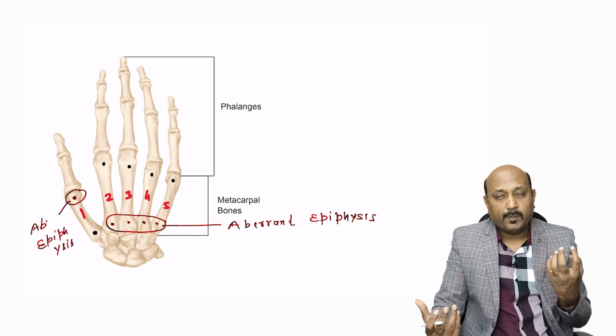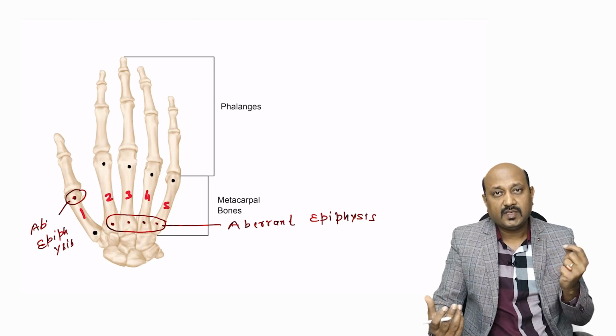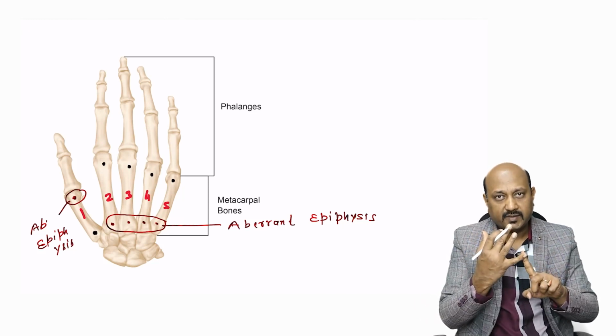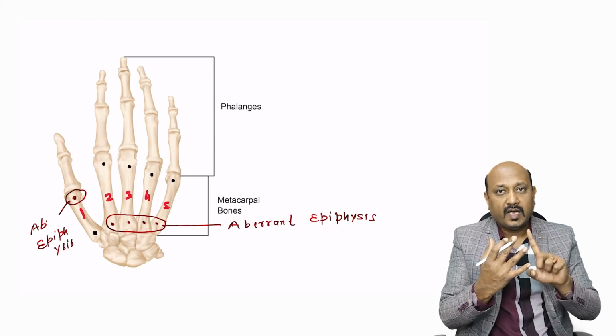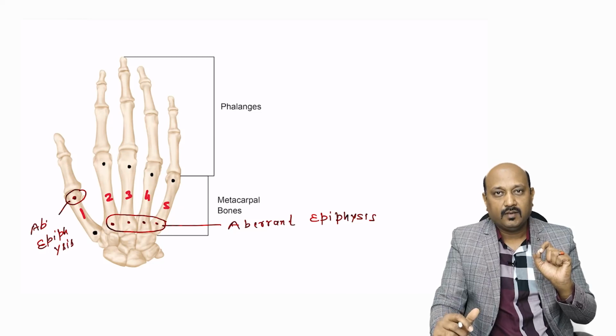So this is all about the four types of epiphysis: pressure epiphysis, traction epiphysis, atavistic epiphysis, and aberrant epiphysis. Okay, thank you very much.